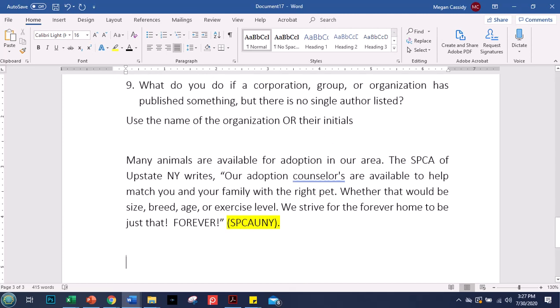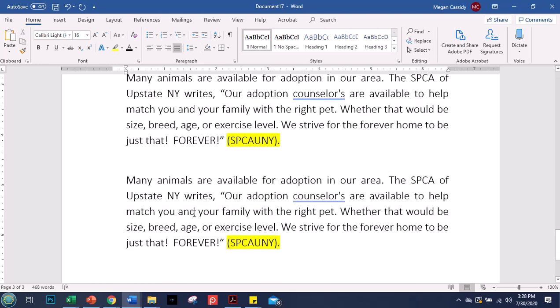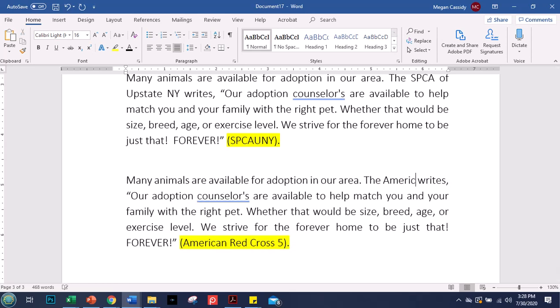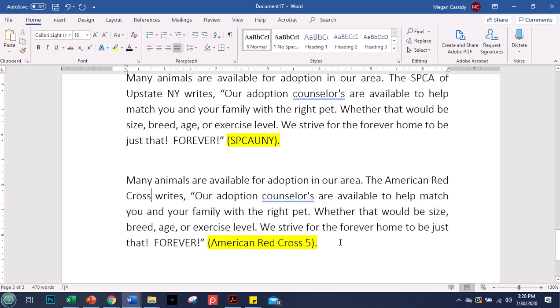So let's say that same thing was from the Red Cross and it was on page 5 of a PDF. So then it would look like this. American Red Cross, let's say, and then a space, and then page 5. And then I, of course, have to change this. Now, they don't do pet adoption, but just to give you guys an example.